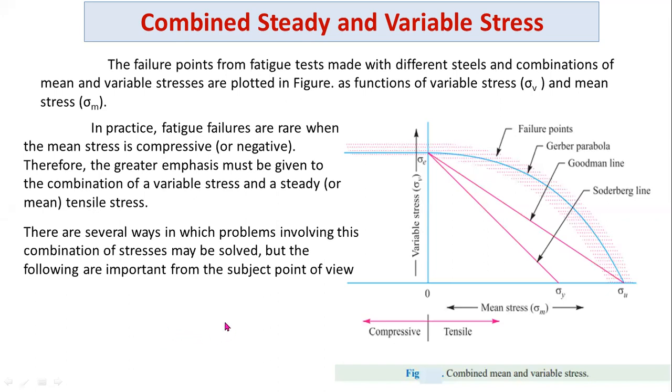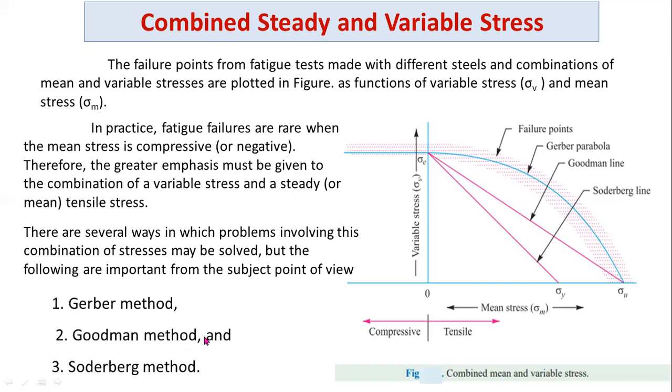There are several ways in which problems involving this combination of stresses may be solved, but the following are important from the subject point of view. Here three methods are used to determine the combined steady and variable stresses. From our exam point of view, we are using three methods. The first method is the Gerber method, the second method is the Goodman method, and the third method is the Soderberg method.